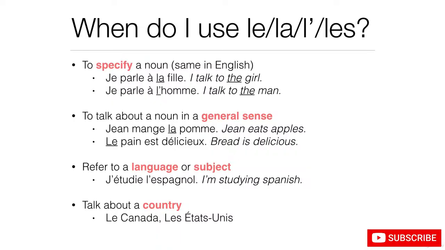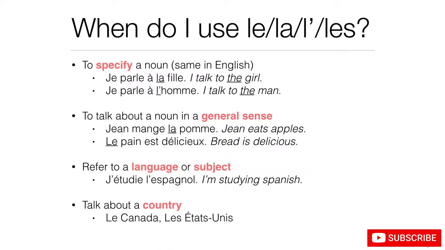Also, when you want to refer to a language or a subject in school, or a discipline or a theory or something like that, you would use the le, la, les as well. So for example, j'étudie l'espagnol, I'm studying Spanish. You could do this with psychology: j'étudie la psychologie. You can do it with mathematics: j'étudie les mathématiques. So a number of different aspects under that category.